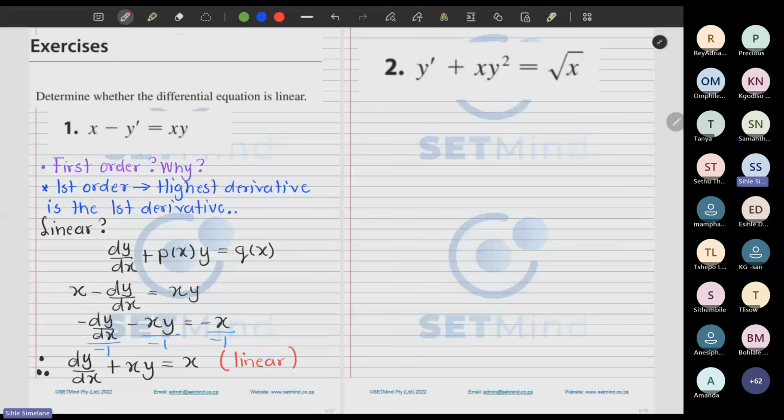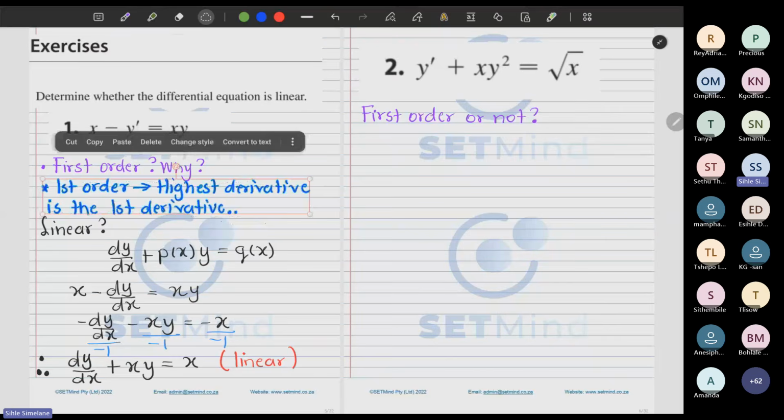And have a look. So my question to you guys is, is this first order or not? Anyone, guys? Is number 2 a first order differential equation or not? Okay, I'm going to give it to you in the interest of time. It is a first order differential equation.